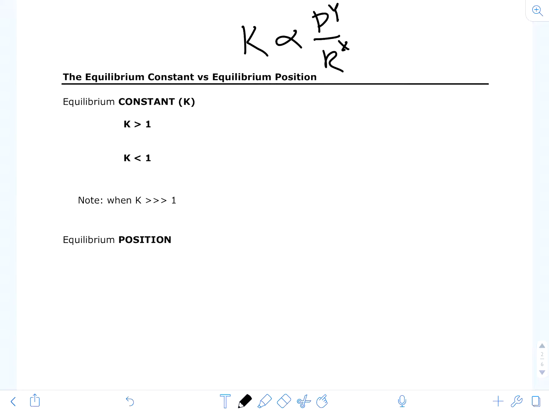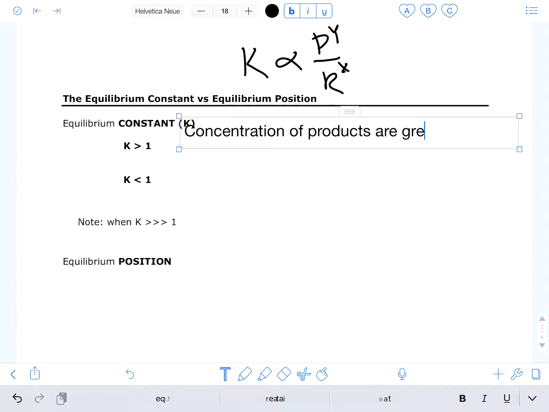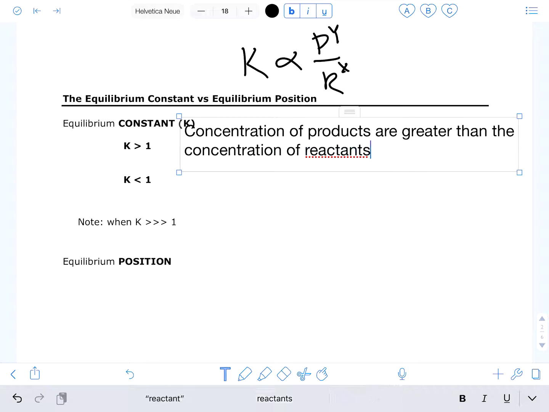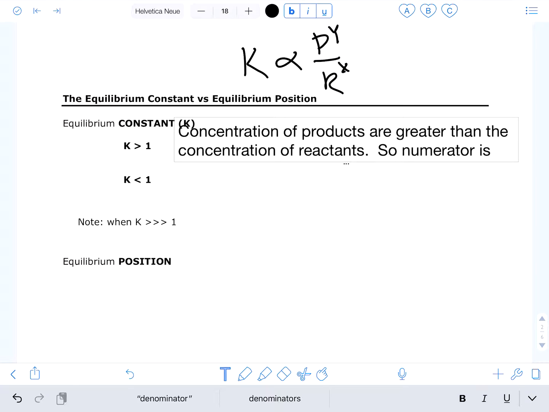Now notice that for this first equilibrium constant here, K is greater than 1. So what does that mean? That means that the concentration of products is greater than the concentration of reactants. So the numerator is bigger than the denominator. So that's when K is greater than 1.